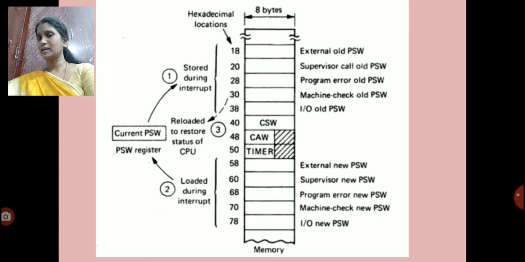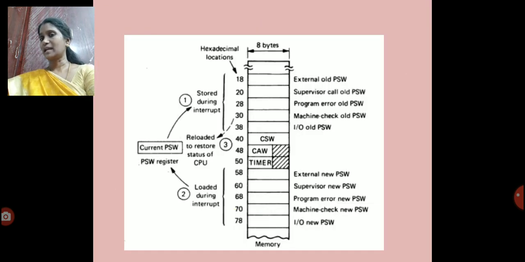See number 2: when the interrupt is handled, the new PSW is initiated. Before the interrupt comes, everything is the old PSW, like the supervisor call old PSW. When the interrupt is handled, a new PSW is created, and with this new PSW the program is loaded and restored. On the left we have the current PSW, which is the new PSW. This is the entire mechanism of interrupt handling.